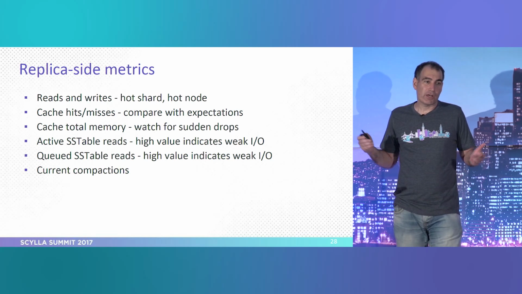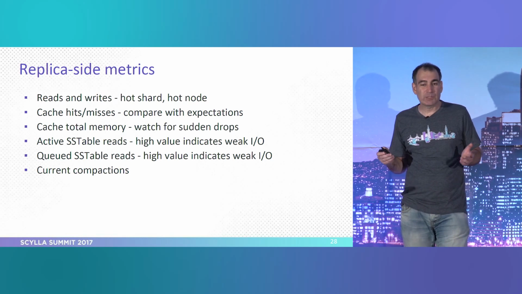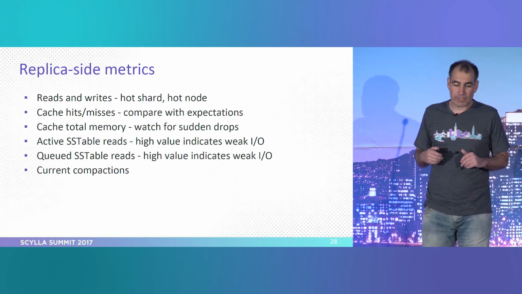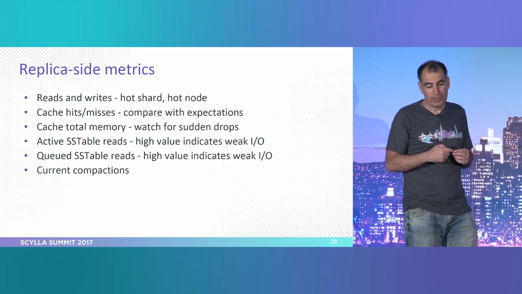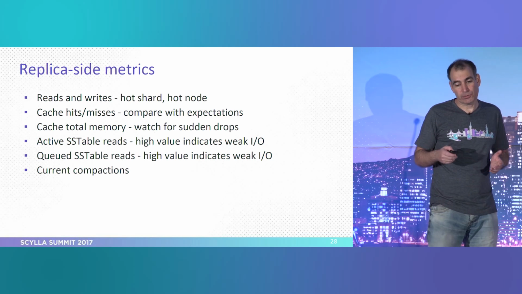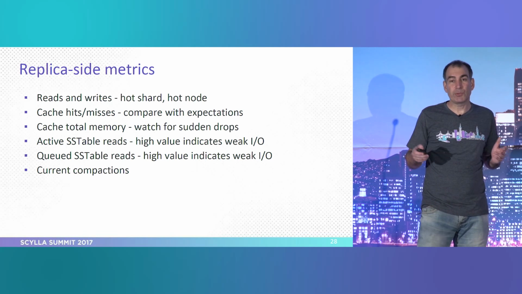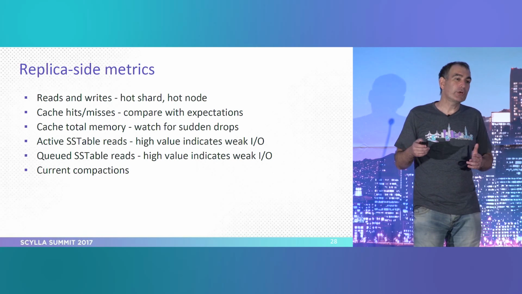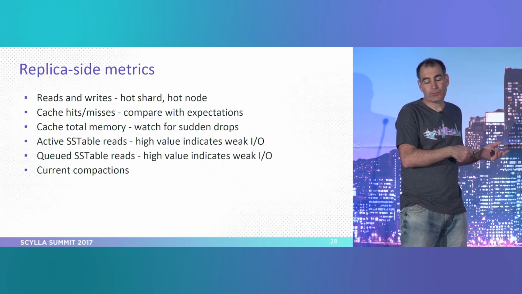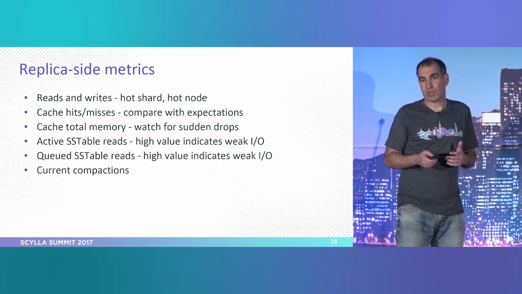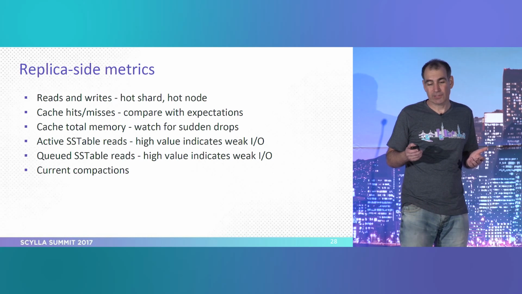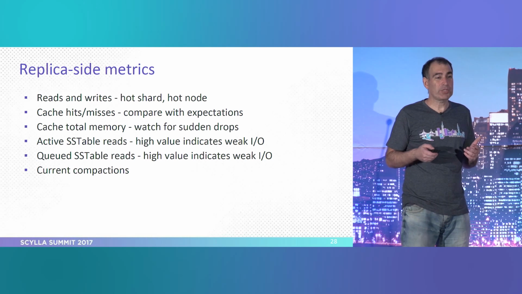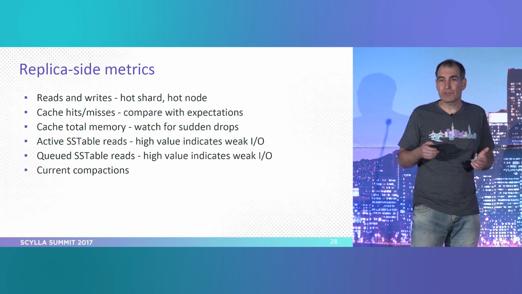All right, after the coordinator decides what to do with the query, it sends those requests to the replica. And there are some important metrics there. First of all, there are the reads and the writes. For each node, you will see the coordinator side reads and writes and the replica side reads and writes, but those are different reads and writes because the coordinator will dispatch your read to a different node.